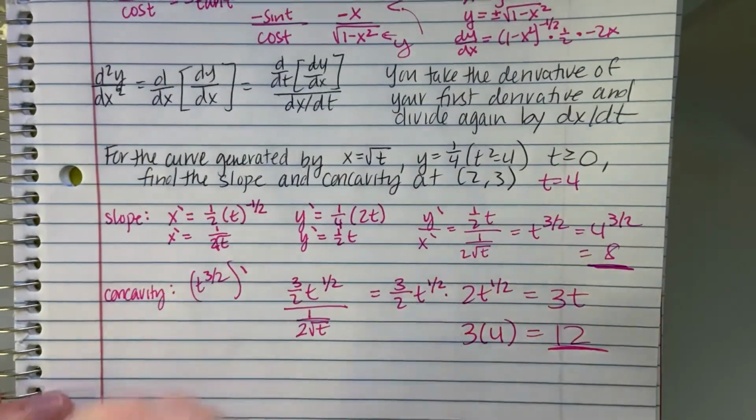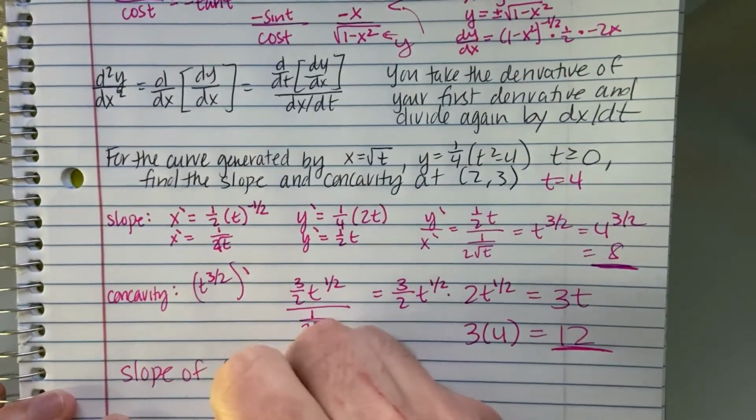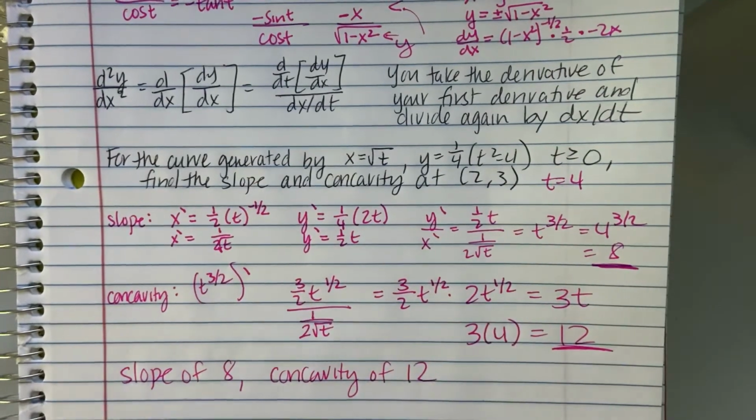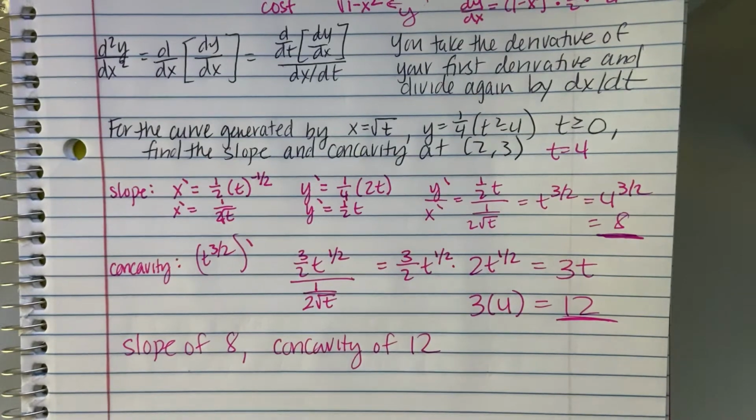So that means we have a slope of 8 and a concavity of 12. So this is the basic idea behind parametric derivatives. We'll do more in the next video.